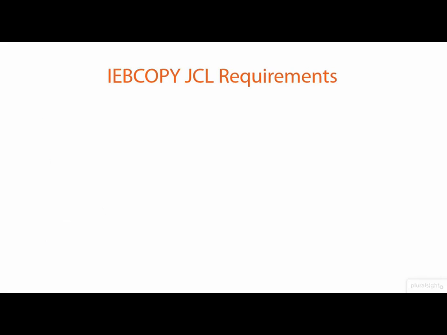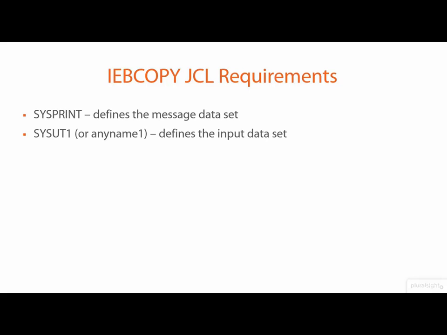The JCL requirements are very similar, and you're going to see this pattern with IBM utilities. The SYSPRINT defines our message dataset. SYSUT1 defines our input dataset, or we can specify any name, and we have a control statement that allows us to identify what that name would be. Similarly, SYSUT2 will define our output dataset, or again, we can specify any name that we choose if we specify it on the control statement.